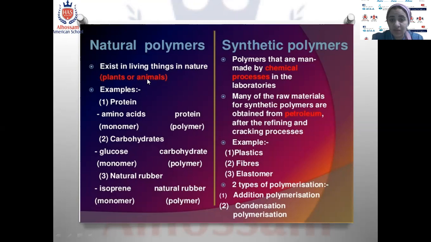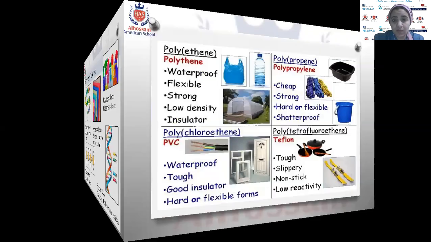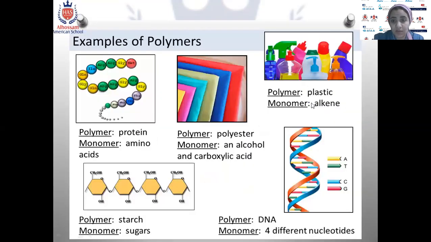Many of the raw materials for synthetic polymers are obtained from petroleum. Most of the common synthetic polymers come from petroleum, after the refining and cracking process. For example, plastic; we took some examples of plastic. Fibers, like polyester, are another kind. For plastic, we said the monomers are alkenes.